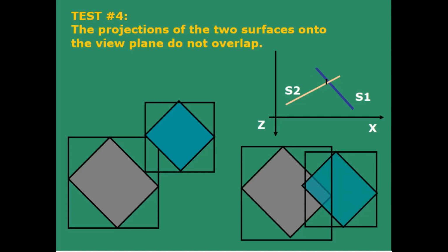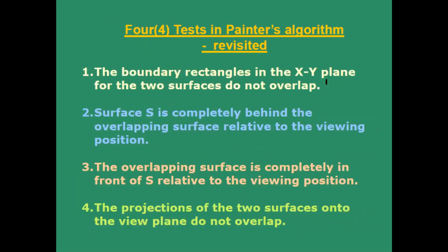So if test 4 fails, then what do we need to do? We need to reorder the surfaces. That means we need to change the order of surfaces that we have taken earlier. And if test 4 passes, then we'll move to the next overlapping surface.